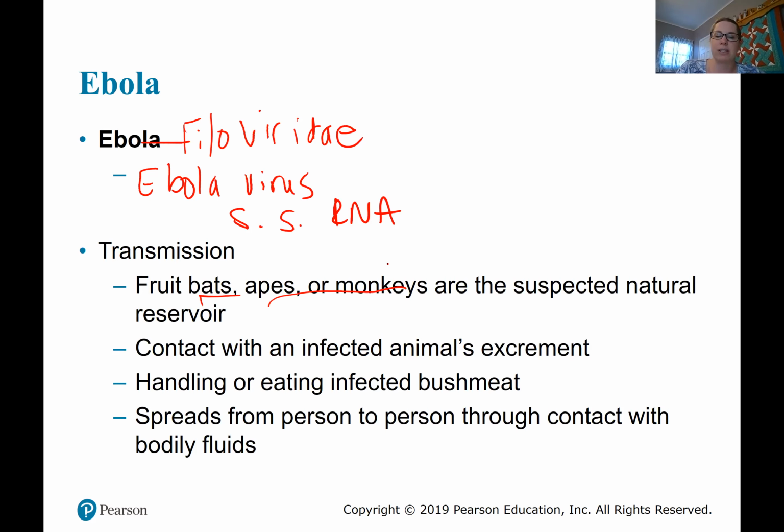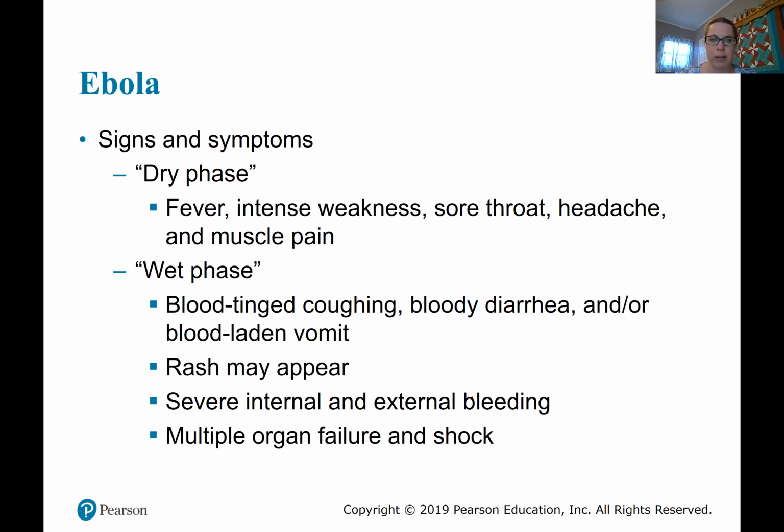And so a person could get it if they come in contact with the animal's excrement, if they eat those animals, or it can be spread person to person. And there is a video on this that you guys will watch about Ebola. And it'll give you a little bit more of an inclination of how it is spread.